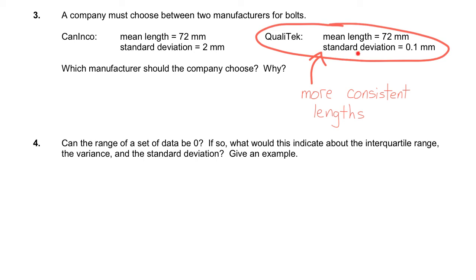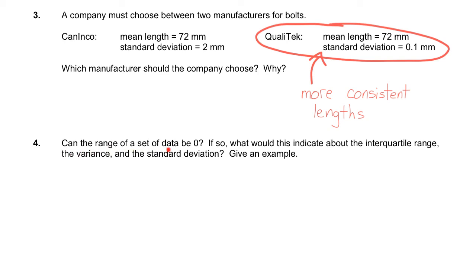Well, Qualitech has a lower standard deviation. That means most of their bolts are only within 0.1 millimeter of this 72. Caninco has a higher standard deviation, so most of their bolts are within 2 millimeters of this. So just to put things into perspective, you could have bolts that are 70 millimeters or 74 millimeters long. That's a big difference. Over here, you could have bolts that are 71.9 or 72.1 millimeters. That's more consistent, so we would choose Qualitech because of that.